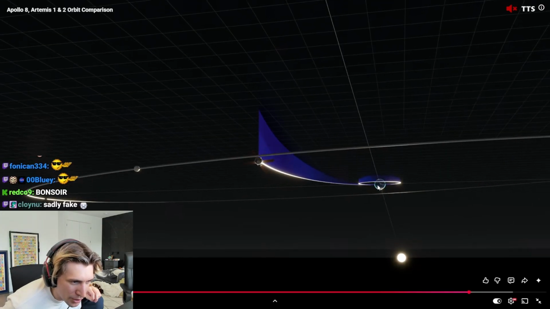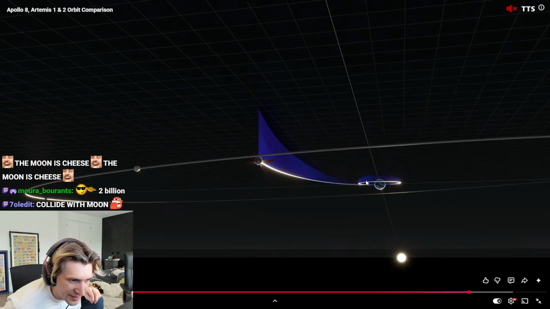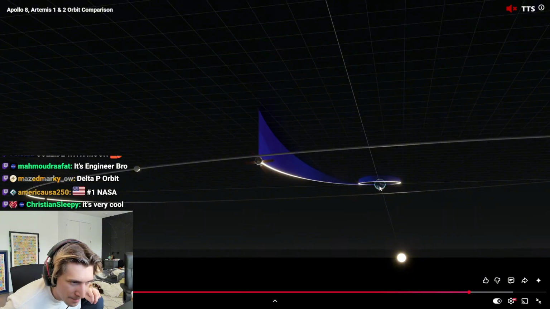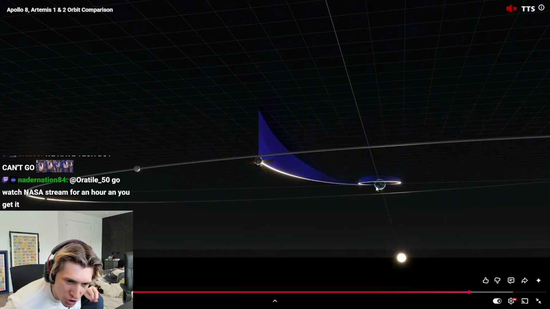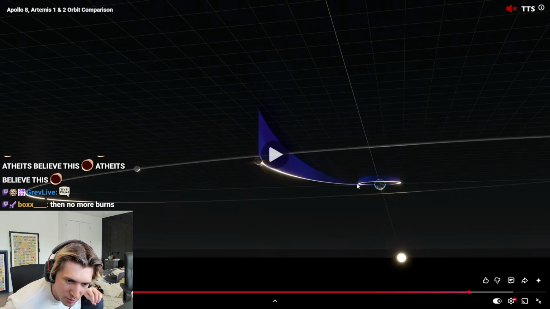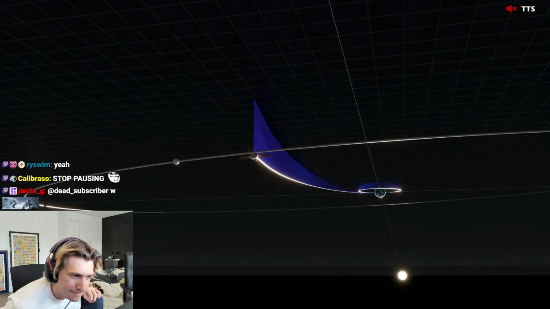Chat, so they burn, then they stop, then burn again at the start of the apex over here, right? And after only 4 hours near the moon, the ship will return to Earth.